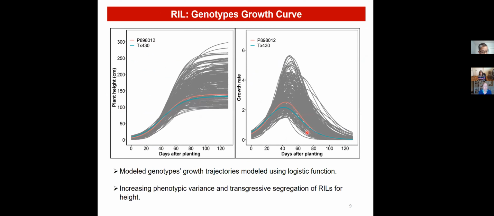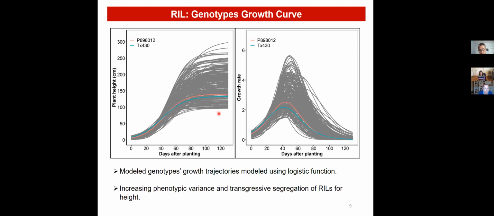First, we used a logistic function to model the growth trajectories of each of these genotypes, and you can see that on the left. Taking the first derivative of that function, we were able to obtain the growth rate, or rate of change, throughout the growing season on the right. From the growth curve, we can see that, as expected, the phenotypic variance increases as the season goes. We also saw some transgressive segregation from the RILs, which met our expectation from what we saw in the field.